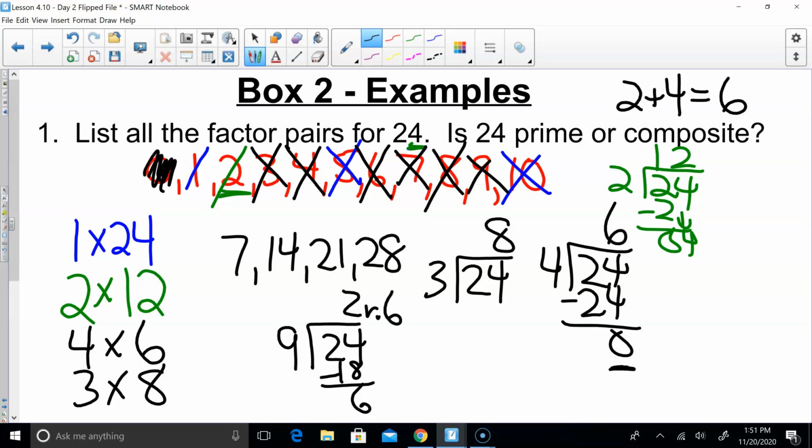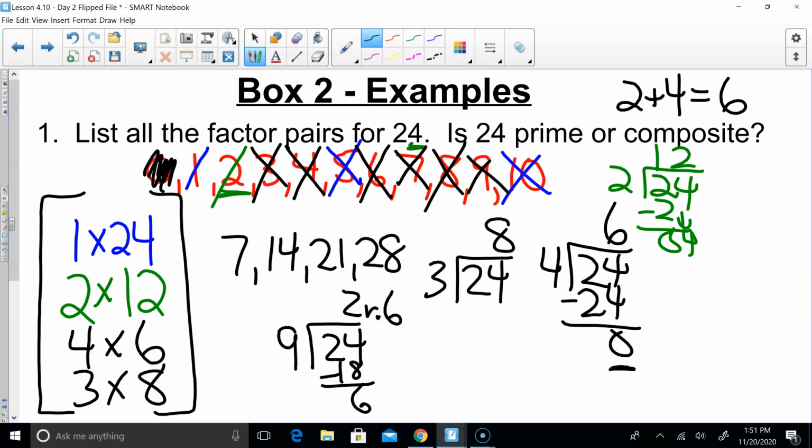So the factor pairs for 24 are 1 times 24, 2 times 12, 4 times 6, and 3 times 8. So you can pause the video down, write these factor pairs. I would listen to this all again because it's a whole kind of a new process of how to figure out what a factor pair is.